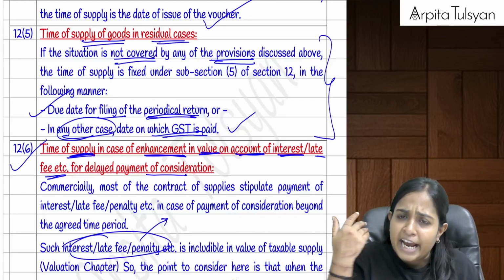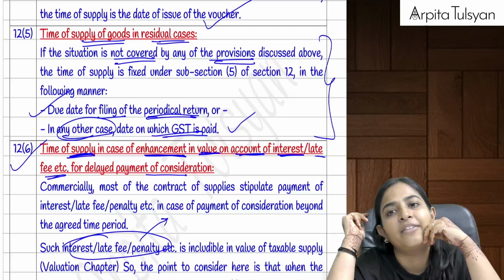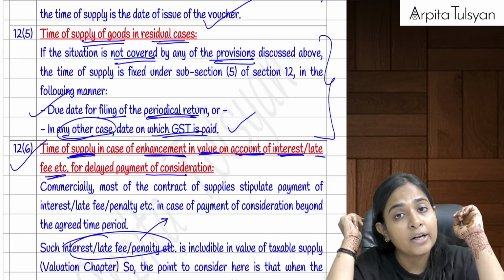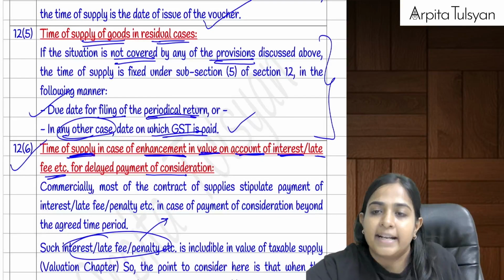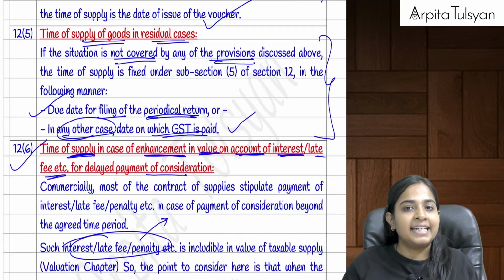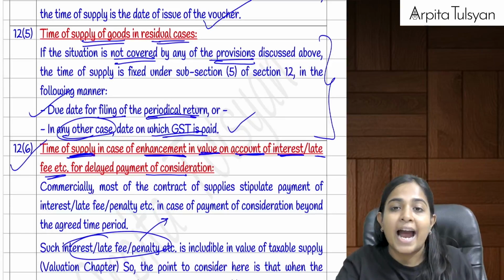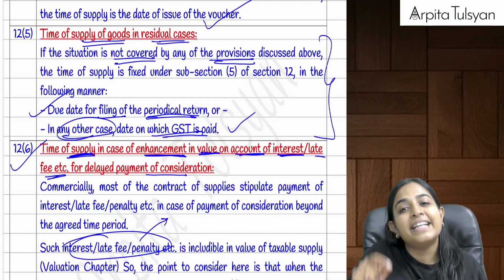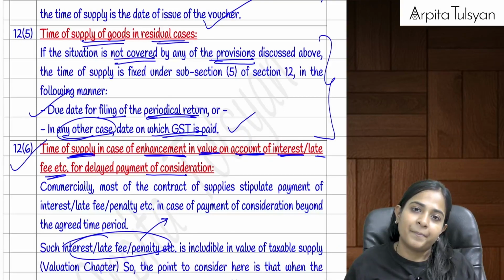And in any other case, if you do not even know the due date, when will we come to know that we do not know the due date? Let's say we are not at all registered, whereas we were liable to get registered. But we had not got ourselves registered, then the authority will tell us, boss, you have to pay the GST on it. Had you been registered, you would have paid GST on it. So the date when the GST is paid on that particular transaction becomes the time of supply. Are you clear with this?